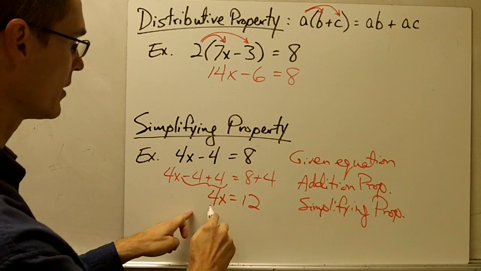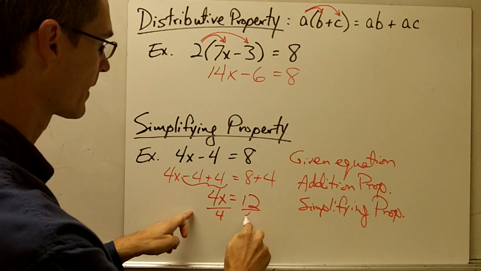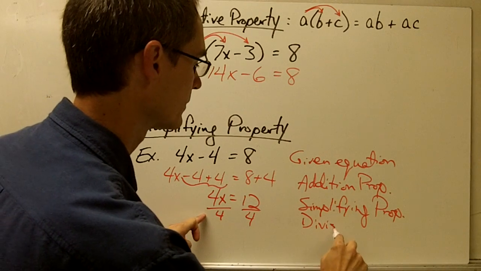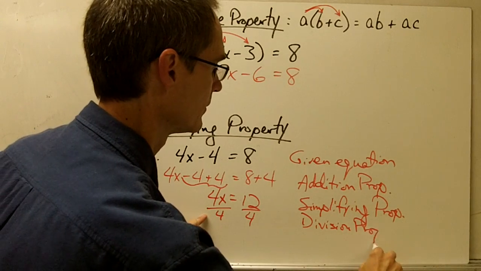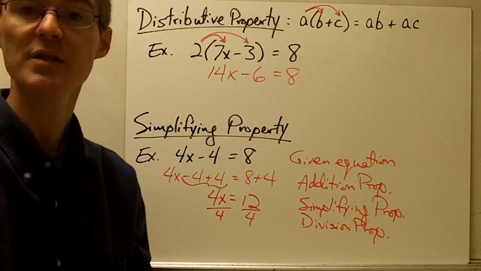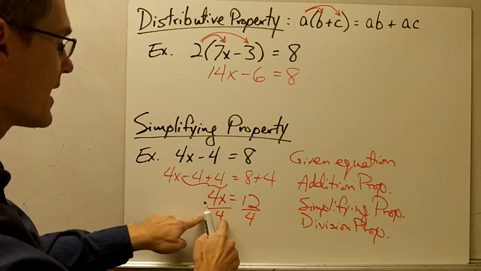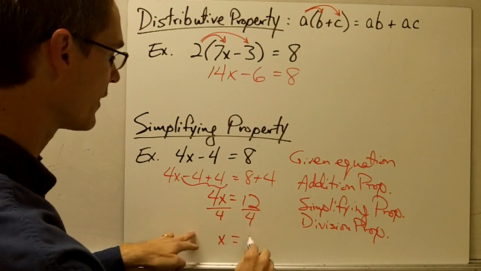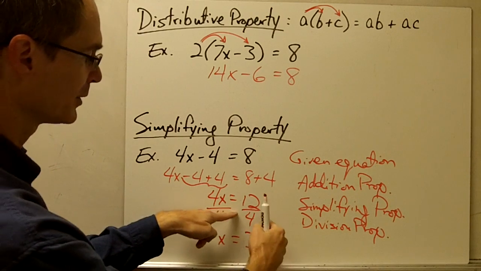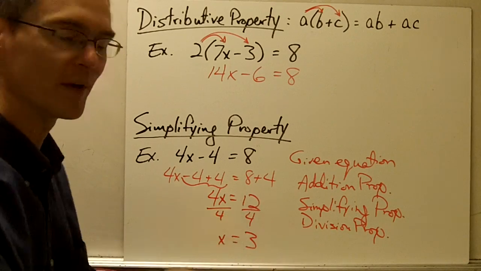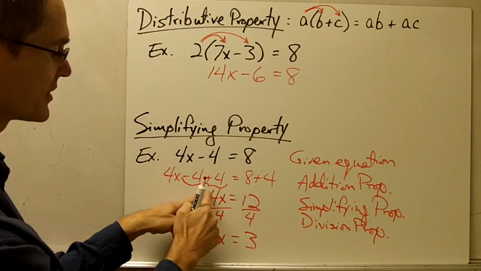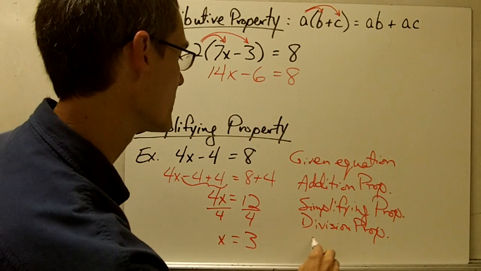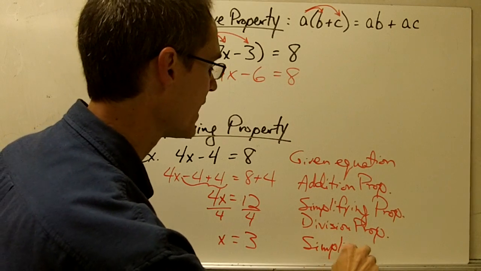Now I can do one more step here to go ahead and finish solving my equation. I divide both sides of my equation by 4. That's going to be the division property. Remember, anytime I divide both sides of my equation by the same number, I'm using the division property. Well, once again, I'm going to simplify now. 4x divided by 4 is x, and 12 divided by 4 is 3. I'm just replacing 12 divided by 4 with a simpler expression, which is 3. I'm replacing 4x divided by 4 with a simpler expression, which is x, or 1x. So again, this is the simplifying property.